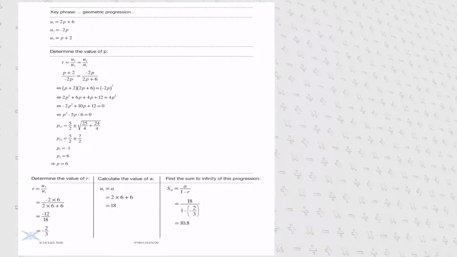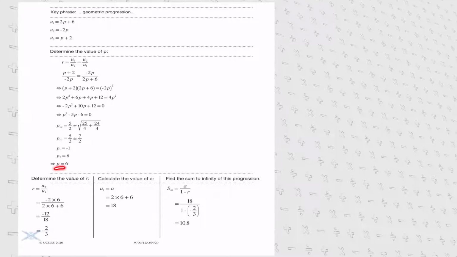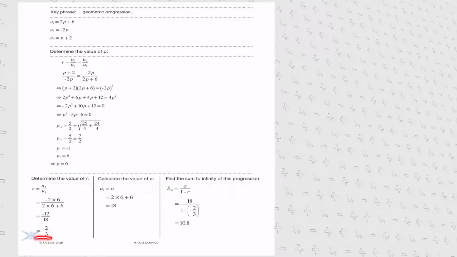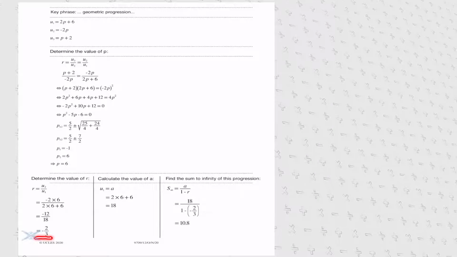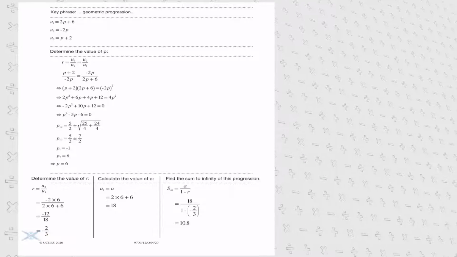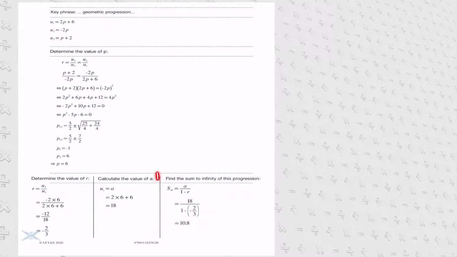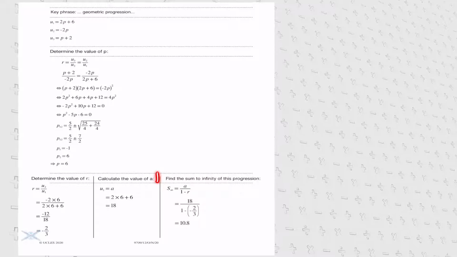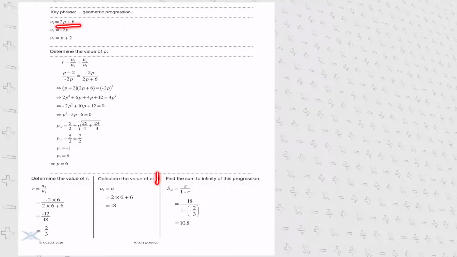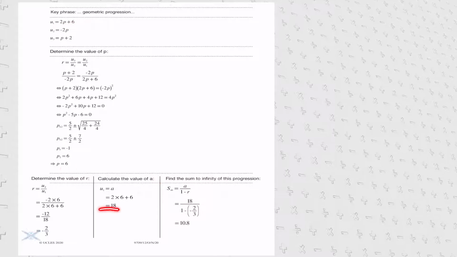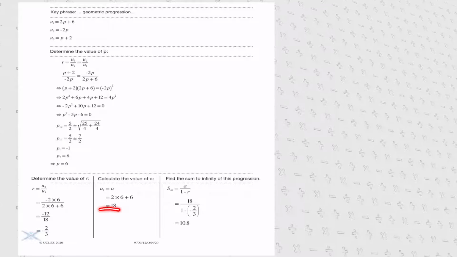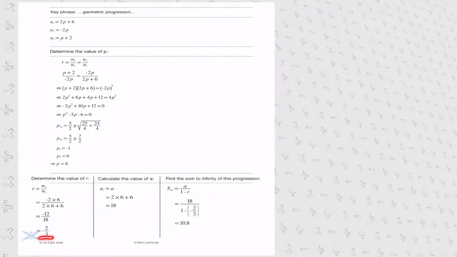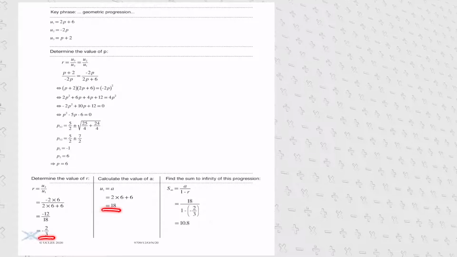Now that we know the value for p, this allows us to determine the value of the ratio, which we receive by substituting 6 for p in either of those fractions. Doing so will get us the value of r, which is negative 2 over 3. Following from here, we will be able to calculate the value of the first term of this geometric series, which is simply done by substituting 6 for p, and this will get us that the first term has the value 18.